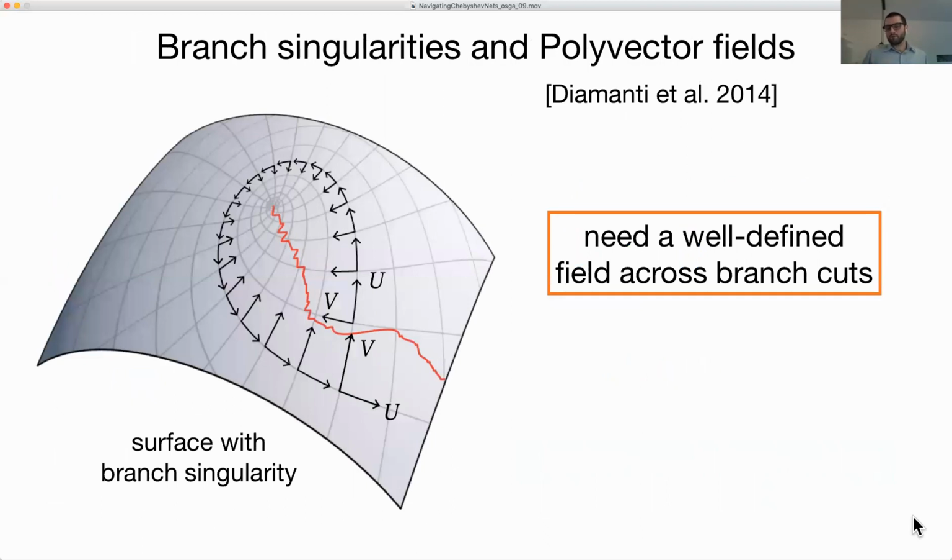So what is the problem? The problem is if I have U and V, these two vector fields along the surface, then if I move around a branch point, it might be that I've actually flipped my U direction or my V direction with respect to each other.